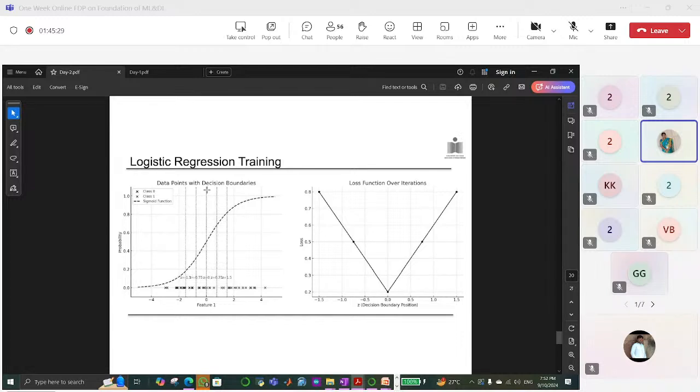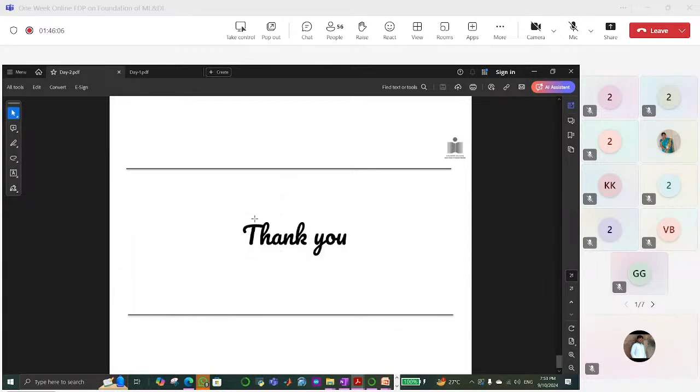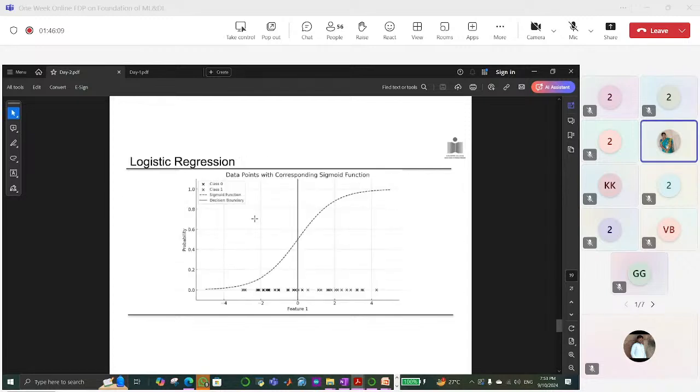So if we combine these decision boundaries, positive values and the negative values, so here 1.5 means it reaches the 0.8 probability. This is the 0.8 probability. And similarly, minus 1.5 also 0.8 only. And next, 0.75, minus 0.5 and 0.5. The value is 0.5. So the loss function over iterations, we can find the loss function like this. So data points with decision boundaries. So this is regarding the logistic regression.